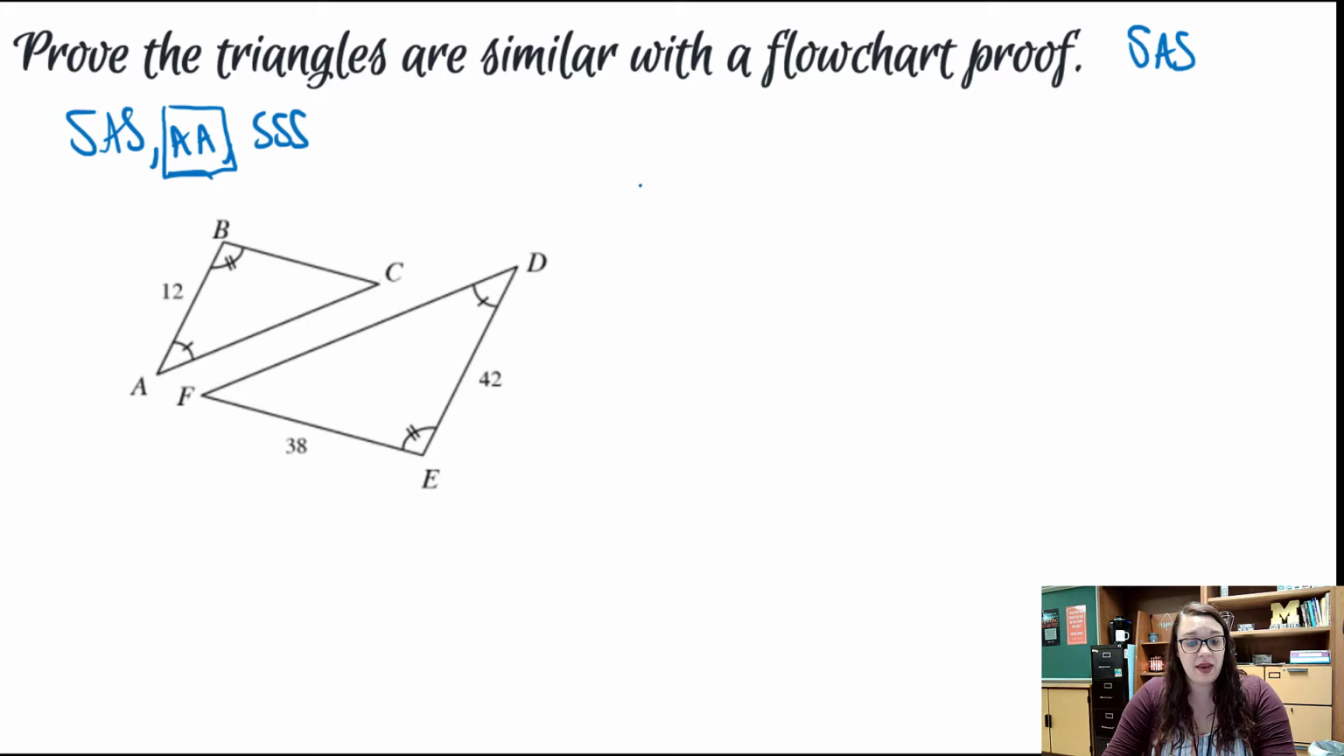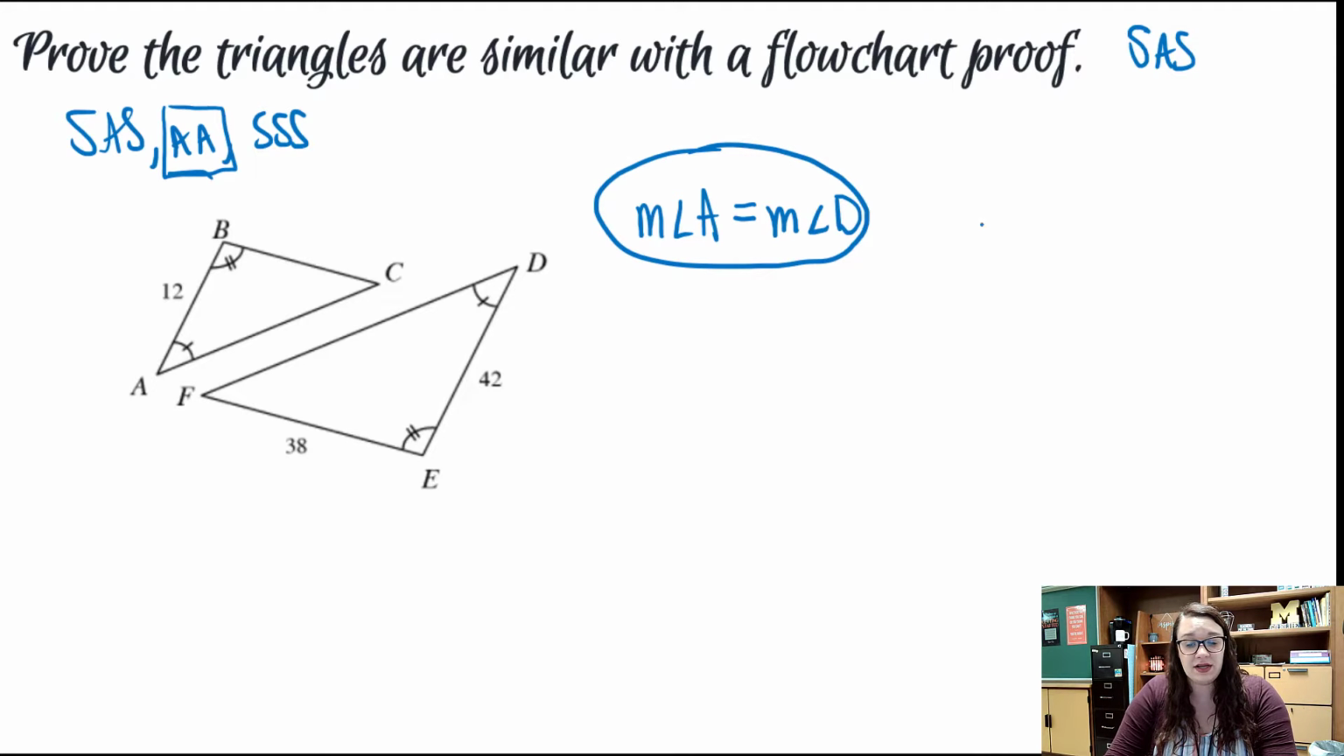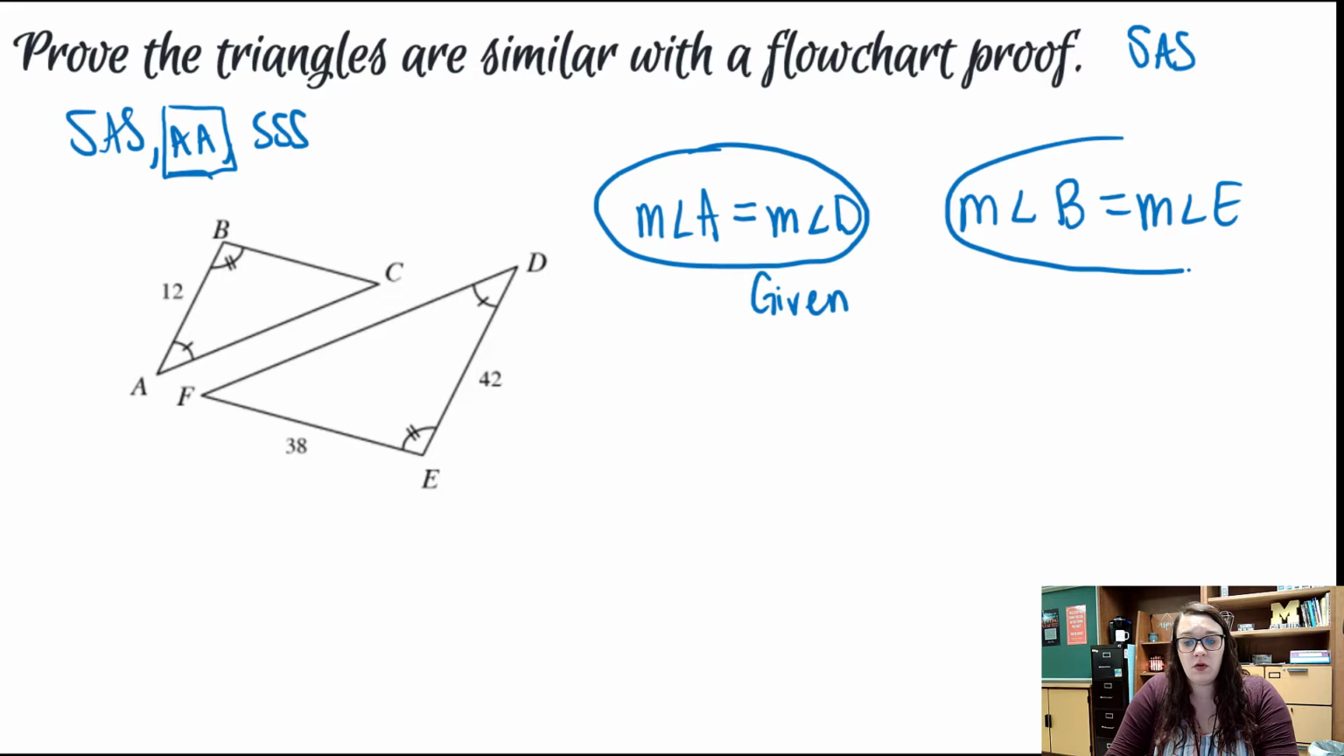What I can do is say that the facts I know first are that the measure of angle A is equal to the measure of angle D. Now we know this because it was given to us. So when we do a flowchart proof, we write a fact and then write how we know that fact. So we know the measure of angle A is equal to the measure of angle D because they gave us that with the markings. I also know that the measure of angle B is equal to the measure of angle E. And again, I know this because it was given. So you'll notice the way this is set up is we write a fact and circle it and write our reasoning on the outside.